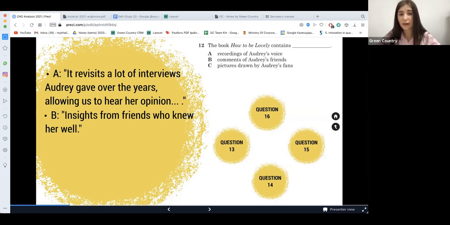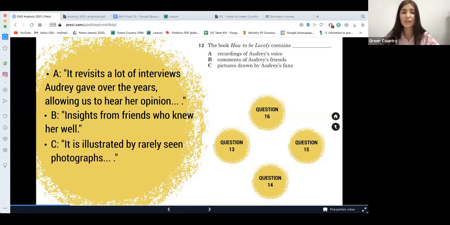And option C, about pictures. They mentioned it is illustrated by rarely seen photographs. Yes, picture is a synonym of the word photograph, but still we didn't have any information about pictures drawn by someone, just the photographs. The correct option here is B, because they mentioned facts from her life given by her friends.